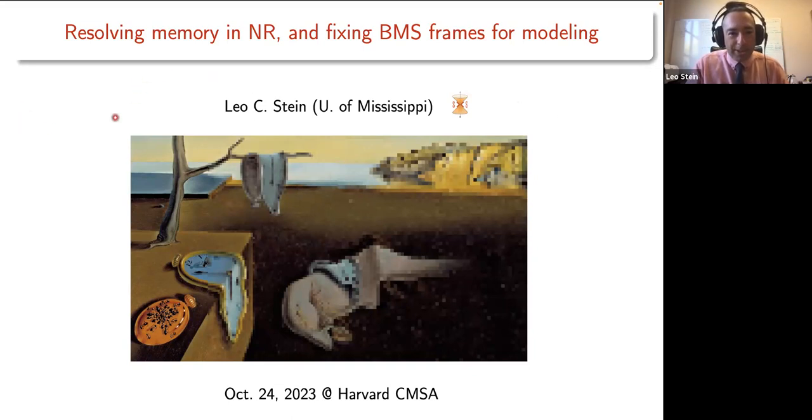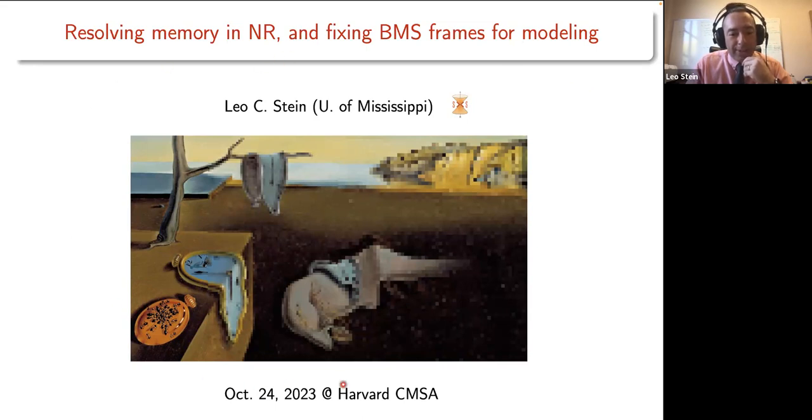All right, so yes, I'm going to talk about resolving memory in numerical relativity and fixing BMS frames for modeling. Actually, I have way too many slides, so if I'm going too slowly, feel free to tell me to speed it up. So I guess I'll go a little bit into the background of what these different frames are, what this modeling problem is.